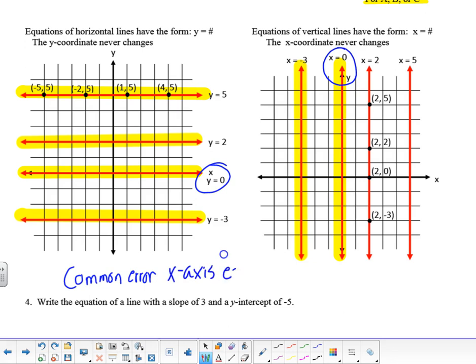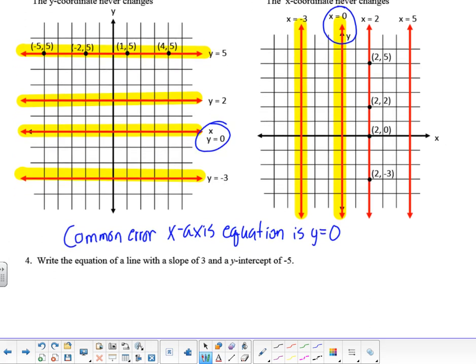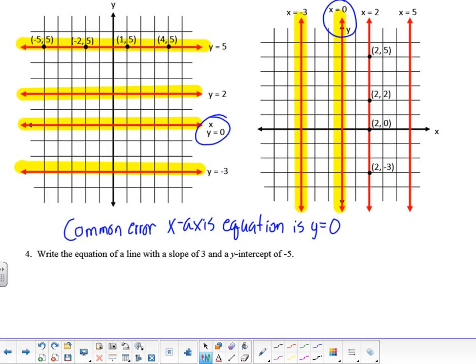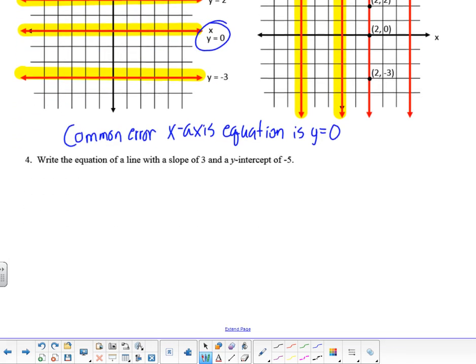And so the x-axis equation is y equals 0. The x-axis, the equation for it is y equals 0 because every point along that axis, the y-coordinate is 0. All right, and then the same thing up here for the y-axis, the equation is x equals 0. And usually people are good, but that confuses them. So that's the one we gotta be aware of. Y equals is a horizontal, x equals is a vertical.